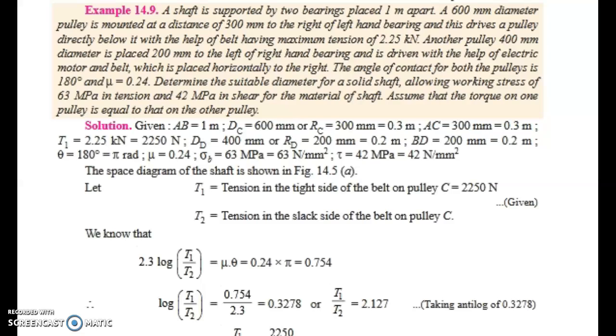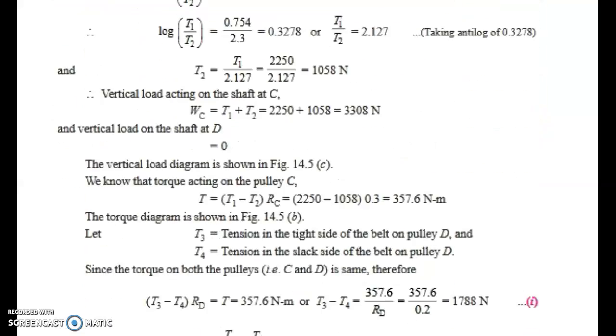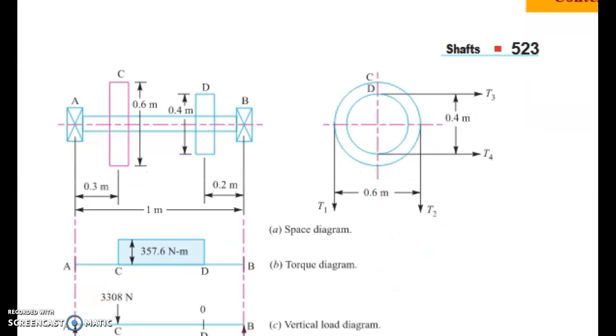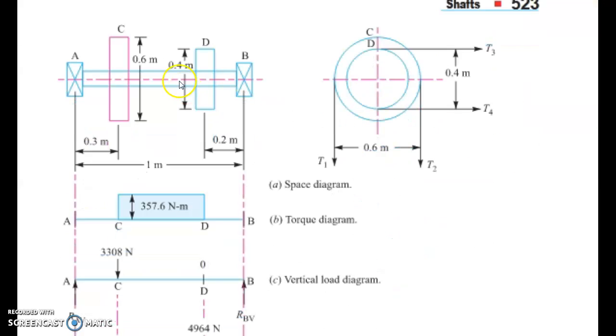So first of all we will write this question and draw the space diagram. So I will show that space diagram. According to our question, this is our space diagram. There are two bearings and the shaft is mounted on these bearings, at point A and point B. In between, we have a length of 1 meter, that is the shaft length.